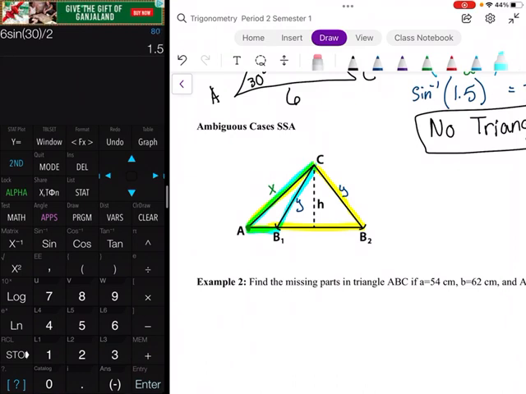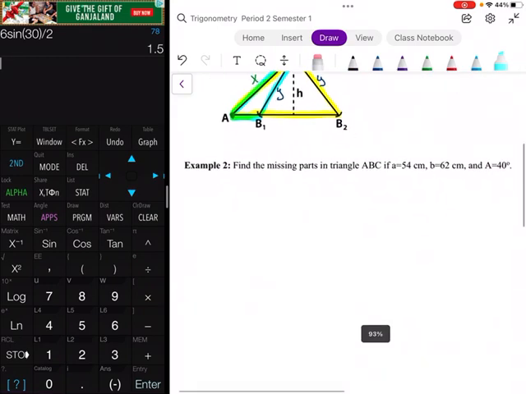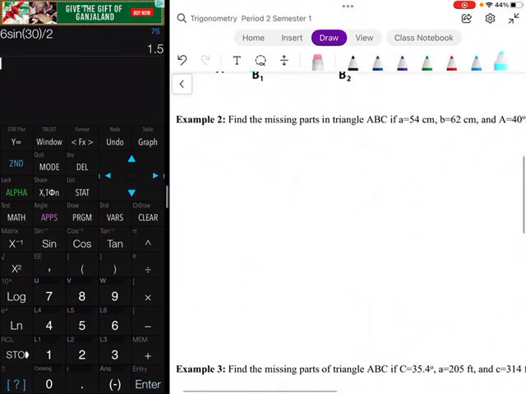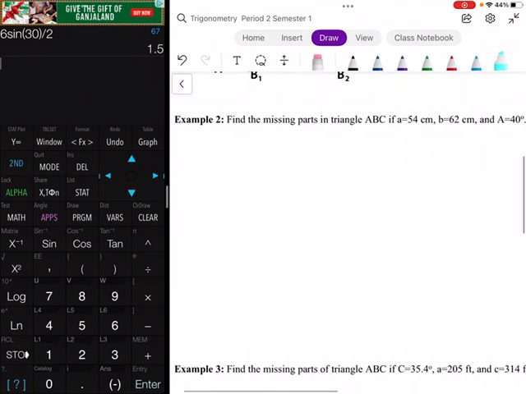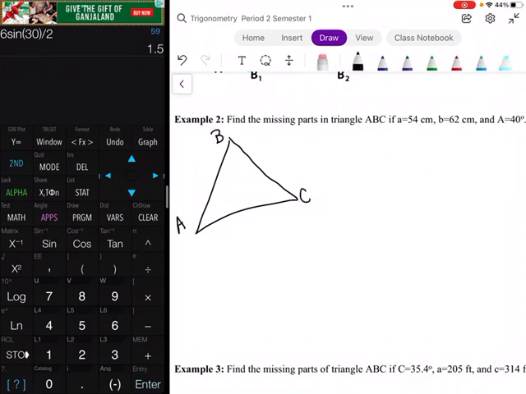Alright, so let's go over an example. Example 2, we're going to find the missing parts in triangle ABC if a equals 54, b equals 62, and A equals 40. So I'm just going to draw a sketch so we have a visual to look at. And then we can fill in the information they give us. And we know a is 54, b is 62, and A is 40 degrees.